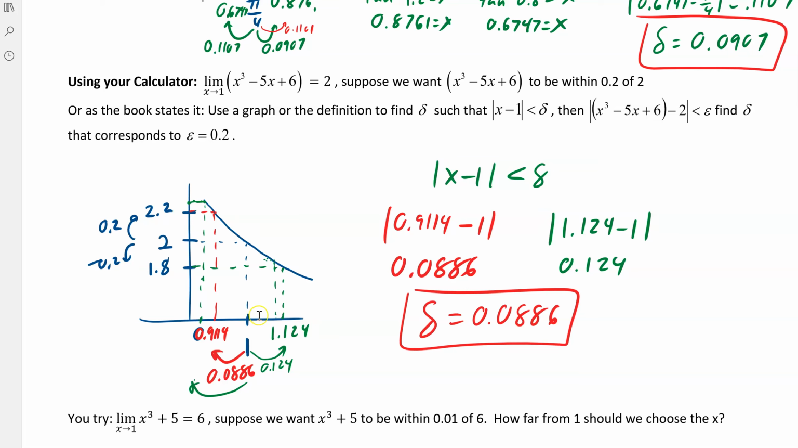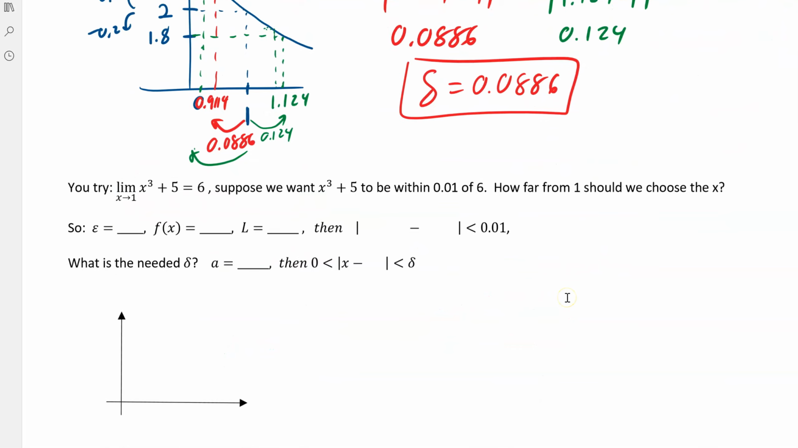So always make sure you pick the one that keeps you within those regions, both left and right of our delta. Remember, that's what that means. It's saying our x's have a distance from 1 that is less than delta. So our x's need to have a distance from 1 that is less than the smaller of the two that keep us within that region. All right, so the next one's yours to try.